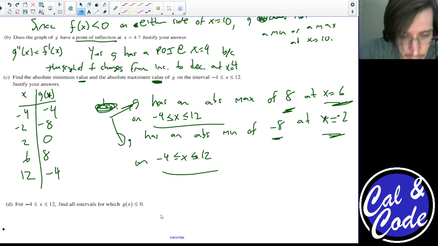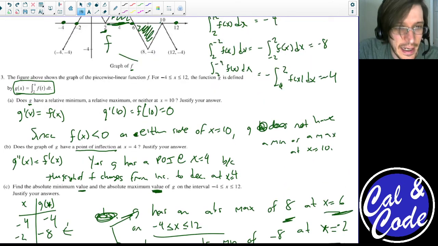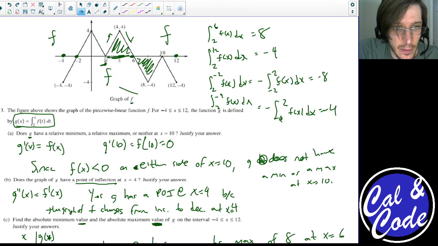Okay, D part. Find all the intervals where G is negative. Okay, so we see we have some places that G is negative. You can see over here G is negative. You can see here G is negative. So to do that, I kind of have to find out where it is 0. What I notice is when I was doing this interval, remember this opposite going backwards, that was negative area, negative, negative, and then this became positive, but all combined it was still negative.